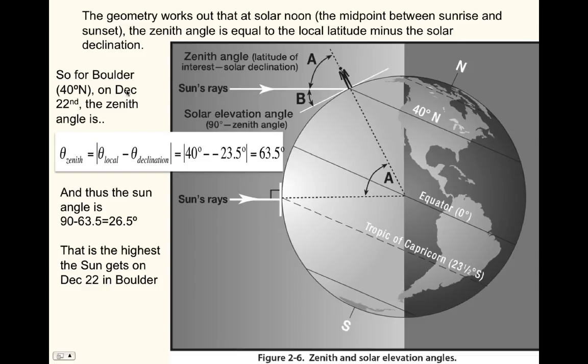Here we're looking at the winter solstice when the sun's directly overhead at minus 23.5 degrees. So 40 minus 23.5, the absolute value of that is 63.5. That gives you the zenith angle at solar noon during December 22nd in Boulder. So thus, taking 90 minus the zenith angle gives you the solar elevation angle, and you'll find that the sun is only 26.5 degrees off the horizon at its highest point on December 22nd in Boulder.